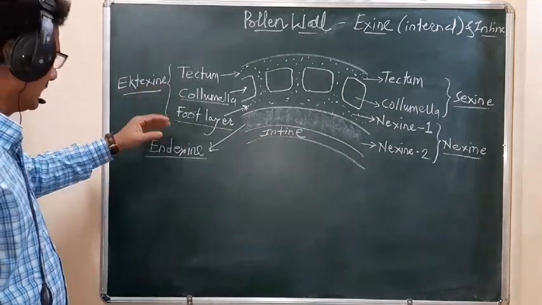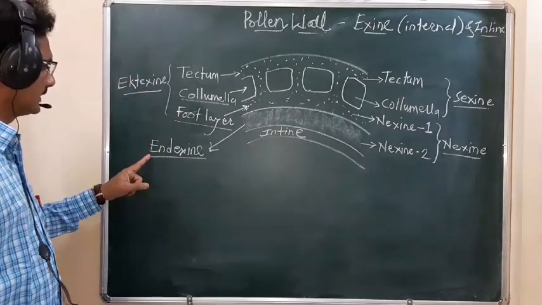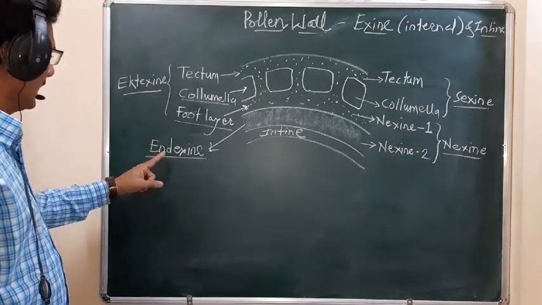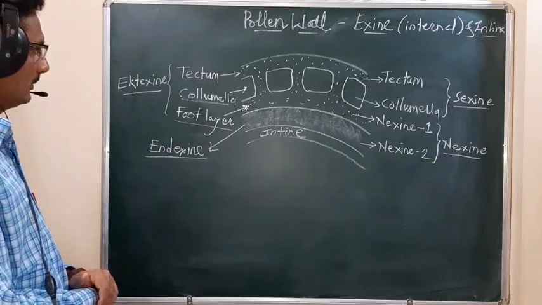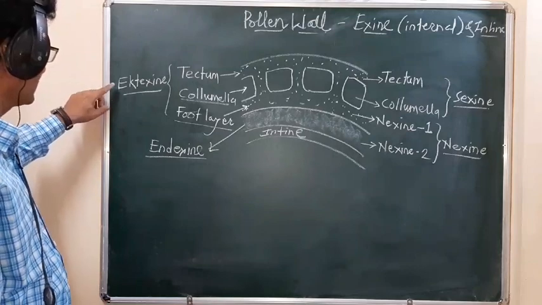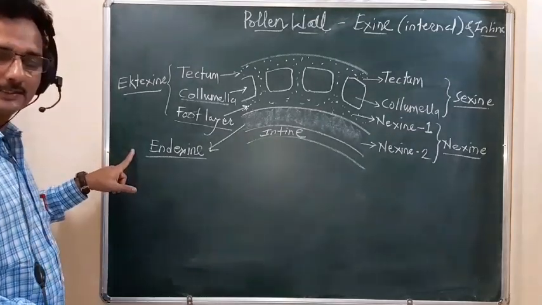Then inside this ectexine, what is there? There is the situation of endexine. Okay, there is the situation of endexine. Means remember, the exine has two parts: ectexine and endexine.